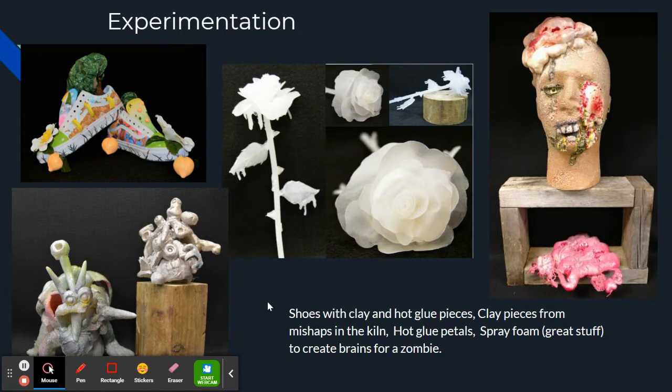Their experimentation could also be with shoes using clay and hot glue pieces. Clay pieces from mishaps in the kiln, like when those bowls and other pieces blow up, take those pieces and glue them back together and spray paint them. Hot glue petals, where you're making hot glue dots, putting them inside parchment paper and then flattening them out and then hot gluing them back together. Or using spray foam, the Great Stuff from Lowe's, to create brains for zombies.